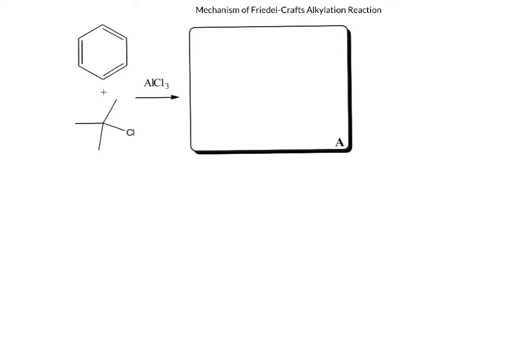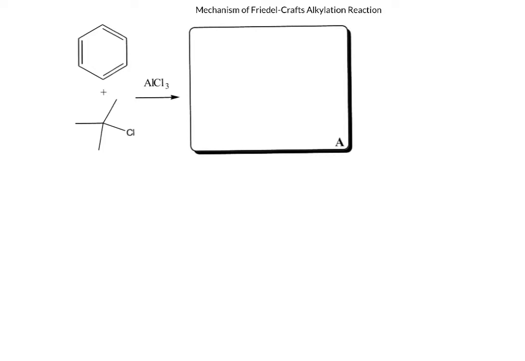In Friedel-Crafts alkylation reaction, benzene is a nucleophile and the alkyl halide is the electrophile. Since the nucleophilic character of the double bonds in benzene is much weaker than that of a single alkene, in order to lower the activation energy of this reaction, we need to enhance the electrophilic character of the alkyl halide. To do so, we add a catalyst in the form of aluminum chloride.